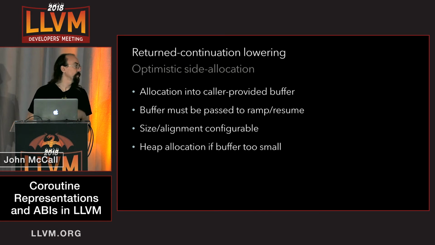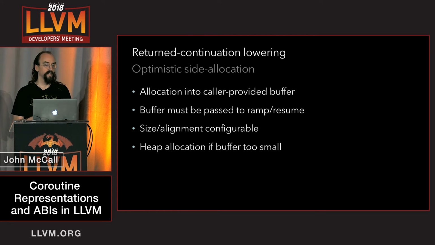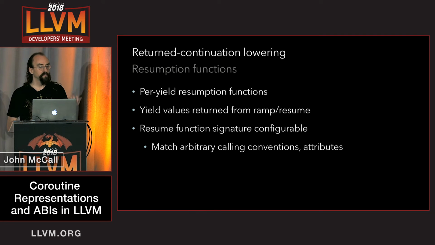So here's what we do in terms of all those different implementation considerations. We allocate into a caller-provided buffer. If that buffer is too small, then we have to heap allocate. That buffer has to be provided to both the ramp function and all the resume functions. The resume functions are spit out per yield. Again, that's so that you get a very nice little threading, and you don't have to do any sort of extra dispatch when you come back in.